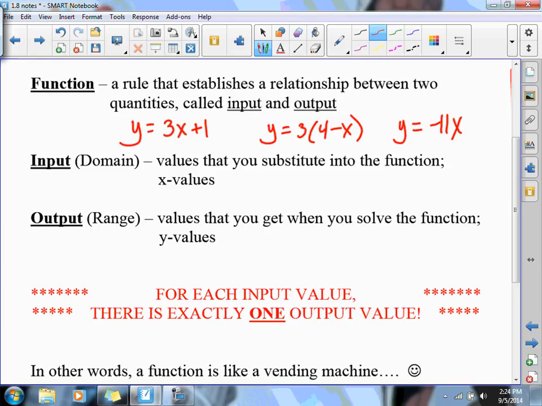The input is also going to be called the domain. Those are all the x values that you substitute into the function. And the output is going to be referred to as the range. Those are all the y values that you get when you solve the function after you've substituted in the x value.